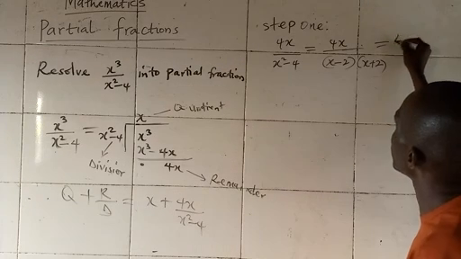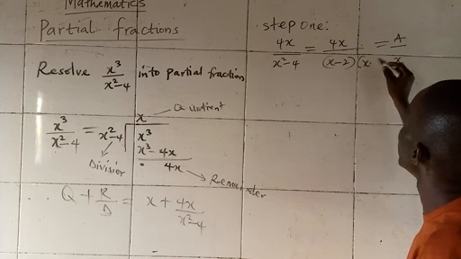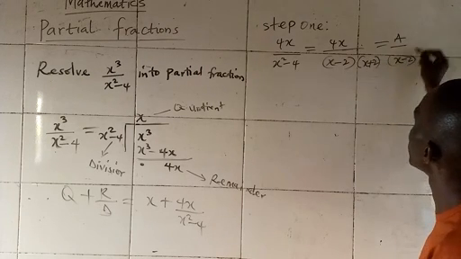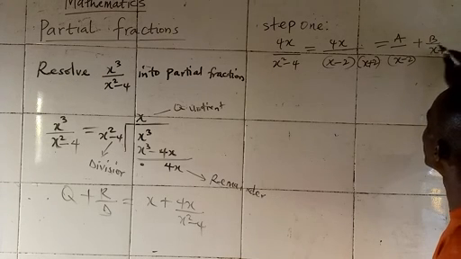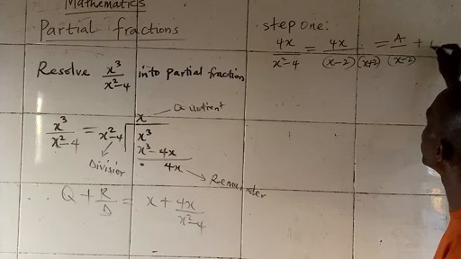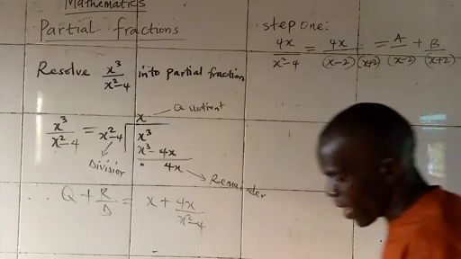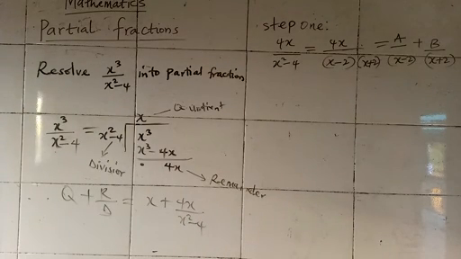Now splitting it, it becomes A all over s minus 2, and B all over s plus 2. That is what we have there. I already split my fraction.